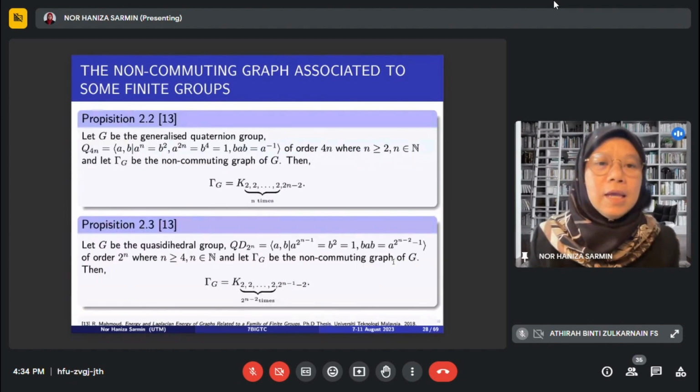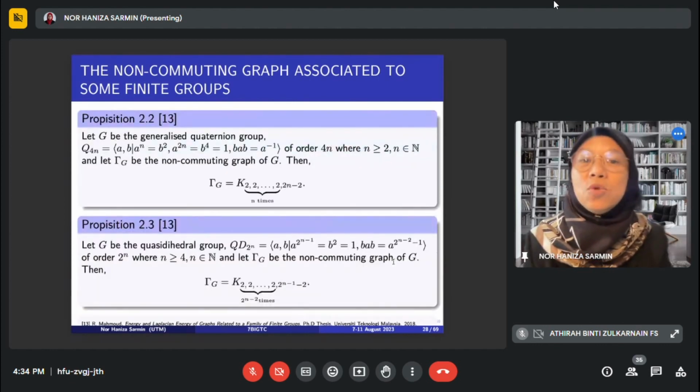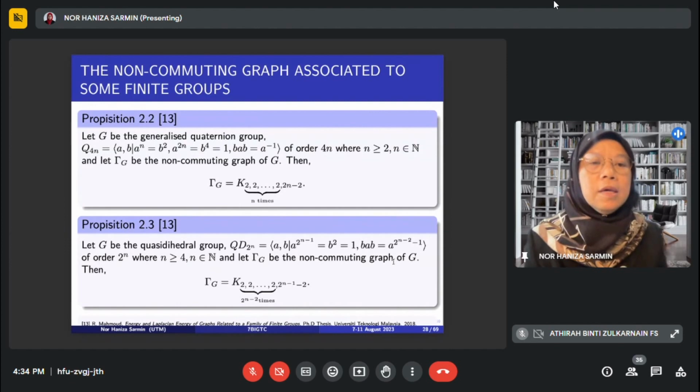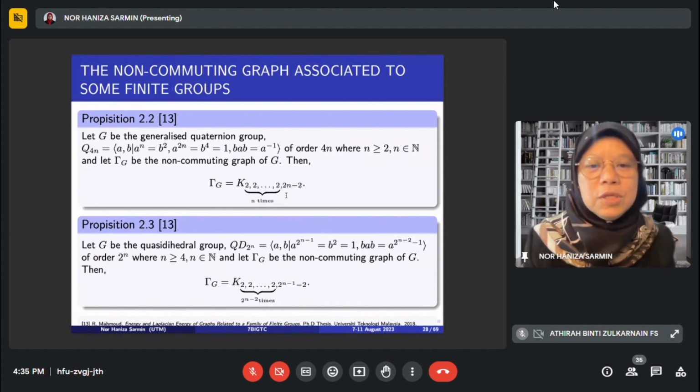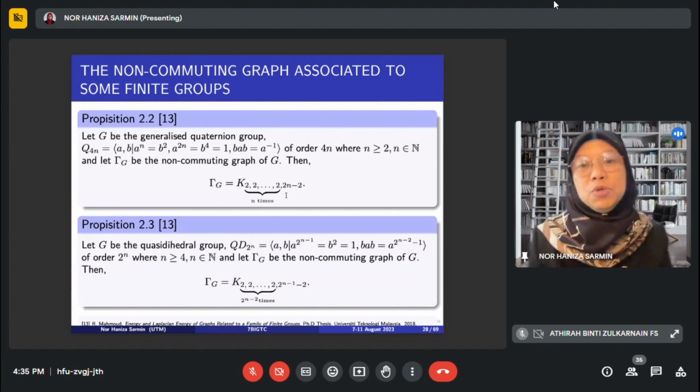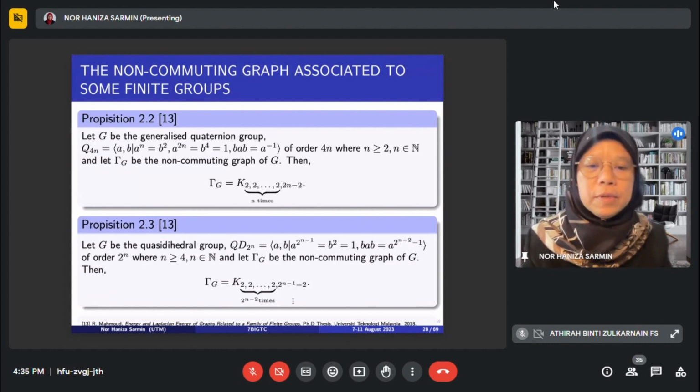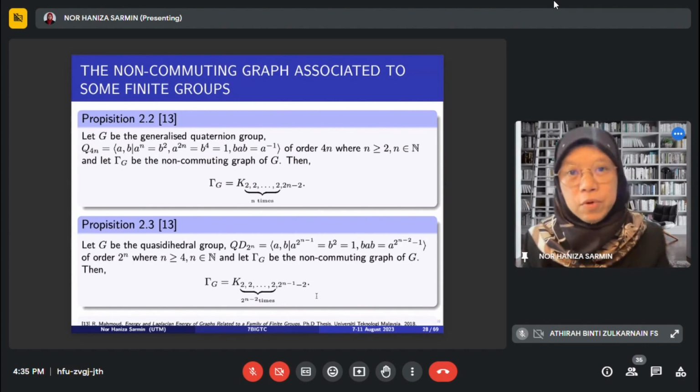Next is the generalized quaternion group, and the non-commuting graph is given here. So this is what we were looking for, the topological indices. And the third one is the quasi-dihedral group, and this is also the non-commuting graph of the group.